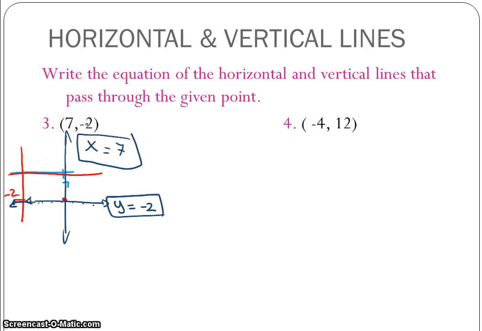Seems like number 4 should be pretty easy then. What would you say the vertical line would be for number 4, Miss Hagra? Well, I have to remember which one's the vertical and which one's the horizontal. But I do know quickly that x is -4 and y is 12. Now I just have to determine which is going to be the horizontal line and which is the vertical line.